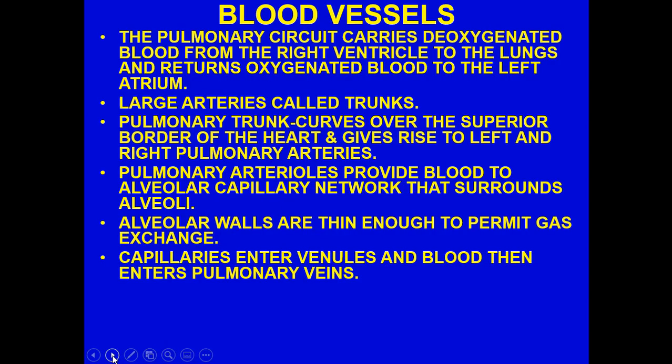Now, pulmonary circuit carries deoxygenated blood from the right ventricle to the lungs and returns oxygenated blood to the left atrium. Remember I said this a while back, don't get confused with the colors, because colors are used for a diagrammatic purpose only. And what you see in the pulmonary circuit is the reverse of what you see in the systemic circuit. The pulmonary circuit, the arteries are going to be deoxygenated, the veins are going to be oxygenated. In the systemic circuit, the arteries are oxygenated, that is oxygenated blood, and the veins are deoxygenated.